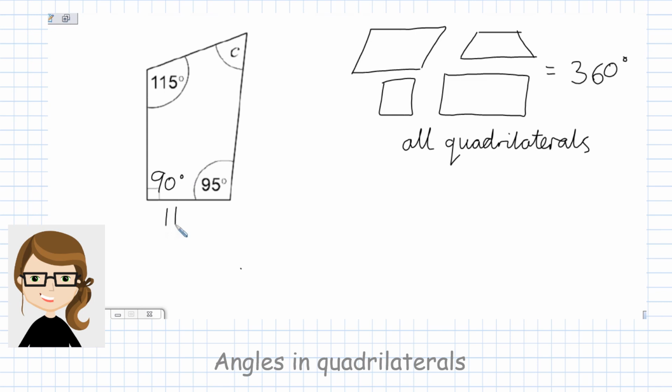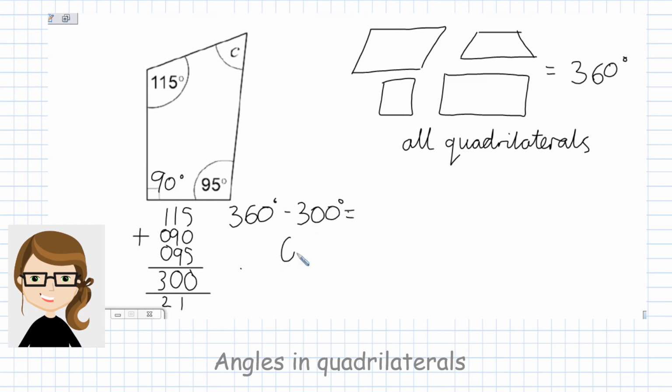So we know this one is a right angle. And we simply need to find the sum of the other three angles, the ones that we know, add those up. So 5 and nothing add 5 is 10. 9 add 9 add 1 add 1 is 20. 1 add nothing add 2 is 3. So 300 in total. And that's quite a simple calculation because we know the total is 360. 360 degrees take away 300 gives me 60 degrees for angle C. Let's look at a slightly more complicated one on the next slide.